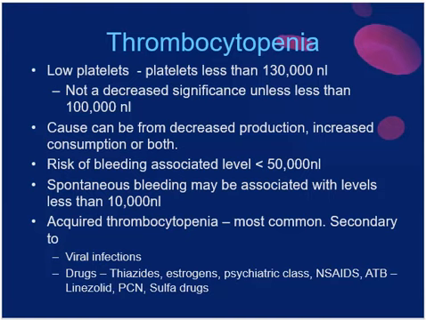Acquired thrombocytopenia is the most common type of thrombocytopenia, and it's secondary to viral infections and to certain drugs, including your thiazides, your estrogens, NSAIDs, and certain antibiotics: Zosyn, penicillin, sulfa drugs.